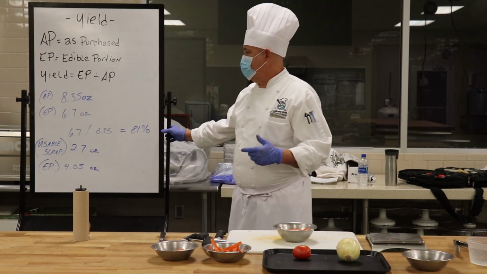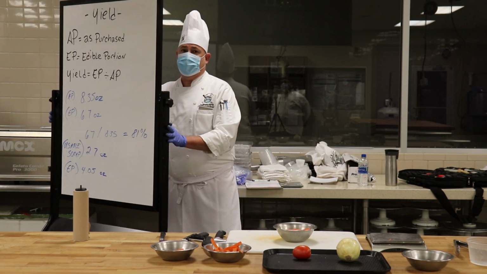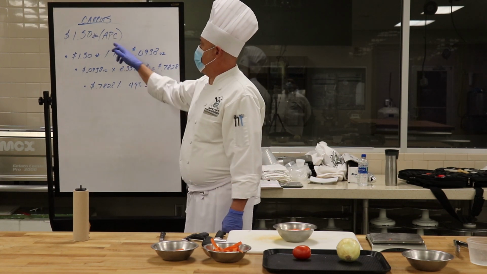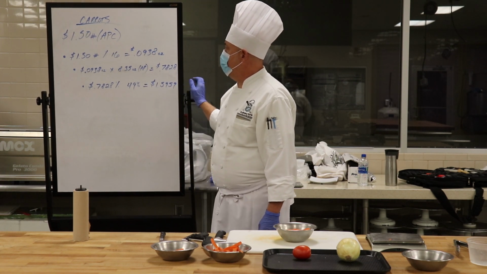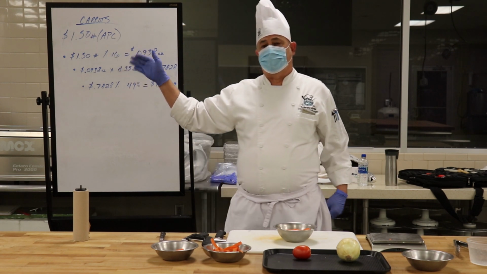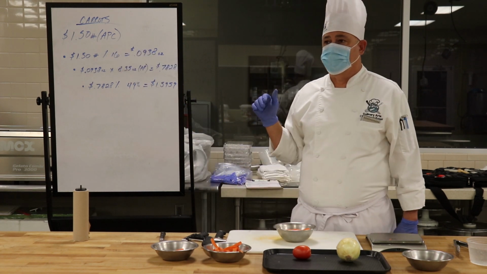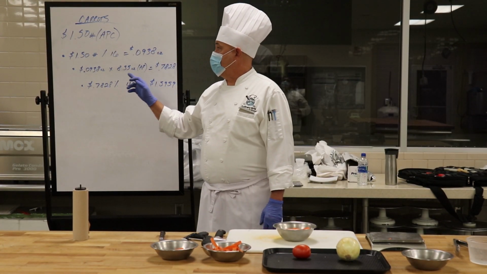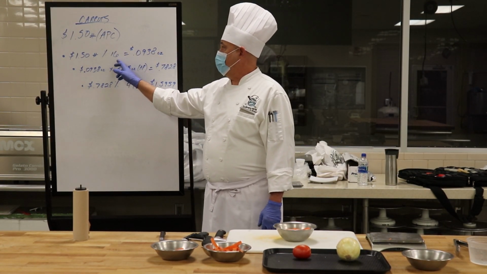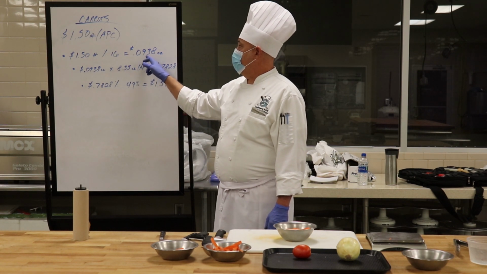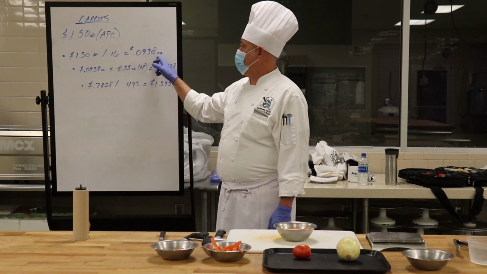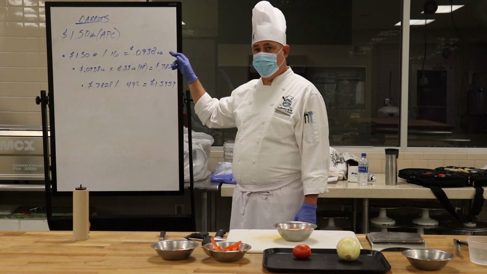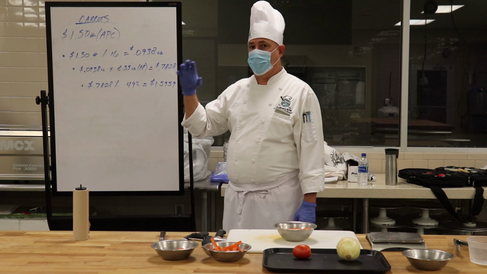Now, say the carrots are costing out at $1.50 a pound. All right, and that's the APC, as purchased cost. So what we need to do at this point is break that down into the cost per ounce, and that's really important. So with our as purchased cost being $1.50 per pound, divided by 16, we get 9.38 cents per ounce.